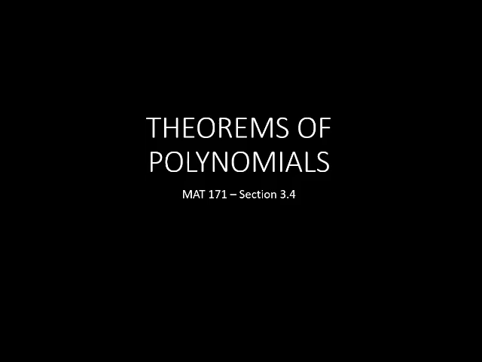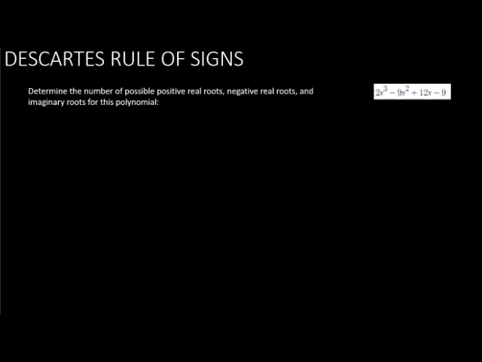In this set of videos, we'll be looking at various theorems of polynomials. Our first theorem will be Descartes' Rule of Signs. This problem asks us to determine the possible positive real roots, negative real roots, and imaginary roots for the polynomial we've given you, 2x to the third minus 9x squared plus 12x minus 9.